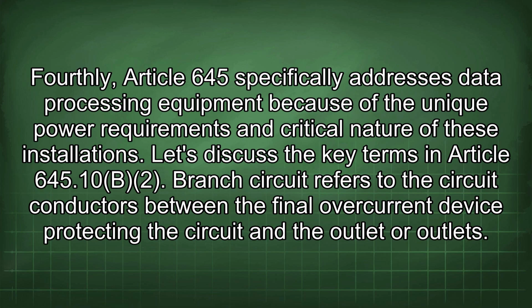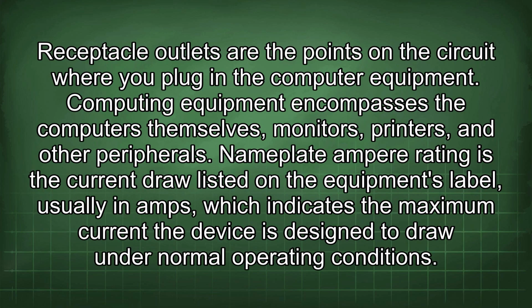Let's discuss the key terms in Article 645.10(B)(2). Branch circuit refers to the circuit conductors between the final overcurrent device protecting the circuit and the outlet or outlets. Receptacle outlets are the points in the circuit where you plug in the computer equipment. Computing equipment encompasses the computers themselves, monitors, printers, and other peripherals. Nameplate ampere rating is the current draw listed on the equipment's label, usually in amps, which indicates the maximum current the device is designed to draw under normal operating conditions.